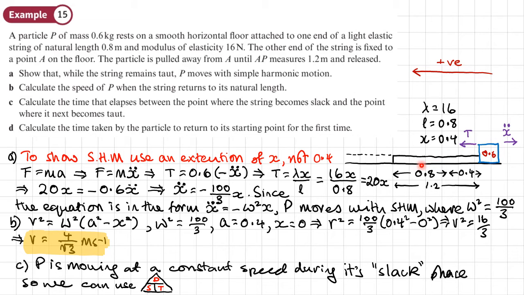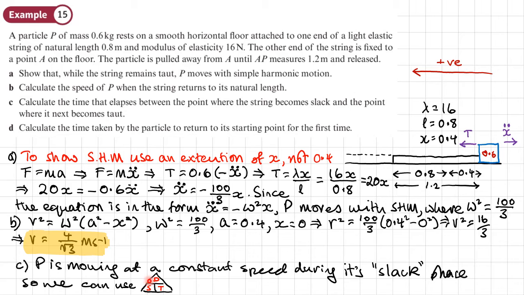Now it's going to be moving a distance of 0.8, and then it's basically a length of 0, and then it's going to continue for another 0.8 on the other side here before the string reaches its natural length, and then we get simple harmonic motion on the other side. So remember that diagram that we did at the start. The natural length here, and again the natural length here, is when we have this constant speed. So since P is moving at a constant speed during its slack phase, so this 0.8 here and this 0.8 over here, we can use speed equals distance over time.